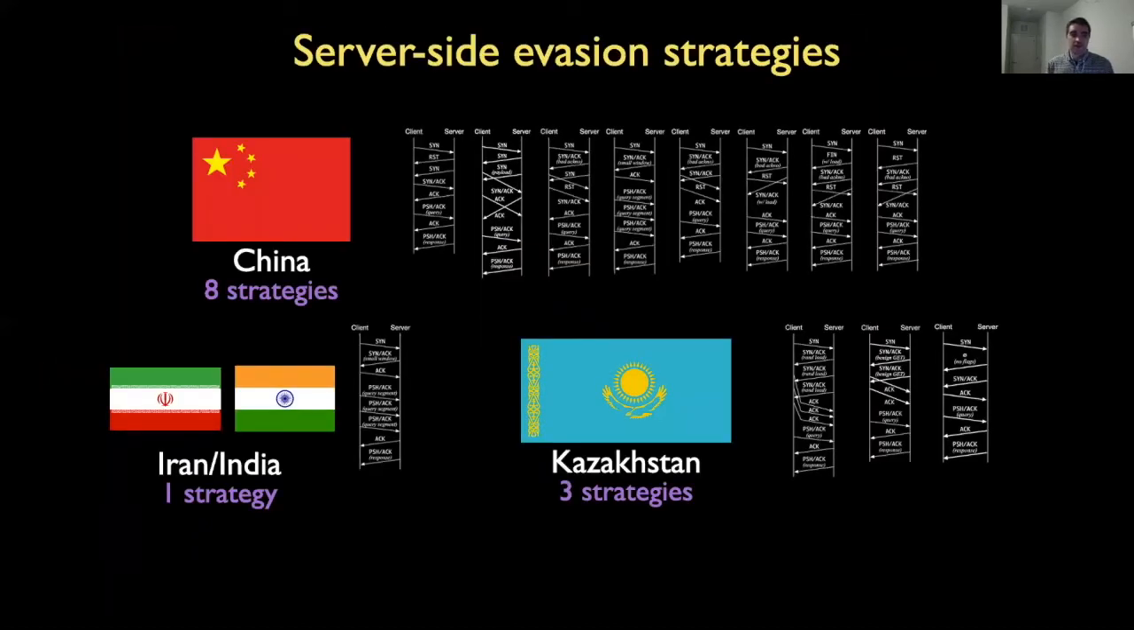We altogether found 11 different strategies. We discovered 8 in China, 1 in India and Iran, and then 3 in Kazakhstan. Now the paper goes into detail for all of these, and I don't have time to go through them all here, unfortunately, but I would love to show you just a few more. So the next 2 will take place in Kazakhstan.